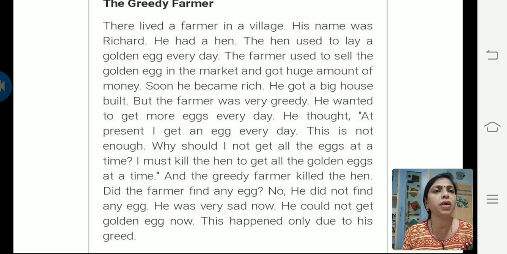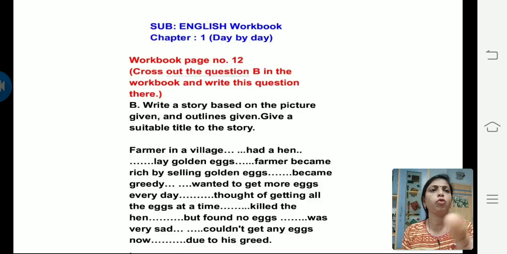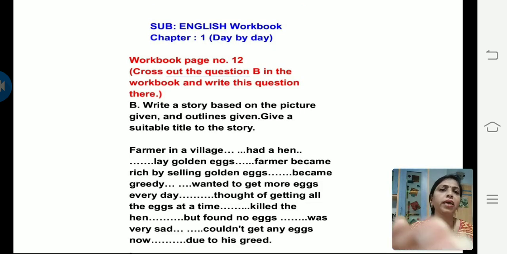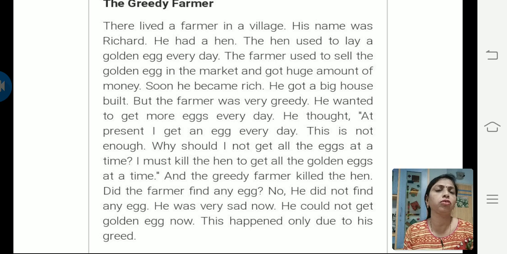In the workbook the space is there, you have to write both the stories there, and if possible you can take a screenshot of the picture which I shared at the back, take a copy, or if you can draw a goose, a farmer, like that you can draw in the space given in chapter 1 and then write the story. If not possible, okay, but just write this outline and question on page number 12, question number B, cross that question and write this question and write the outlines and then write the story. I have given the title to the story, The Greedy Farmer, and written the story, that you can copy down, children.